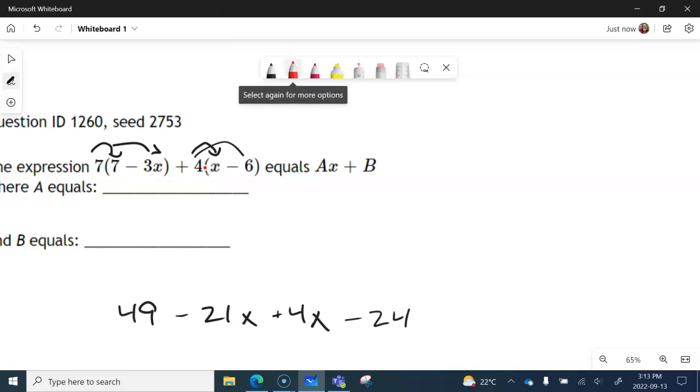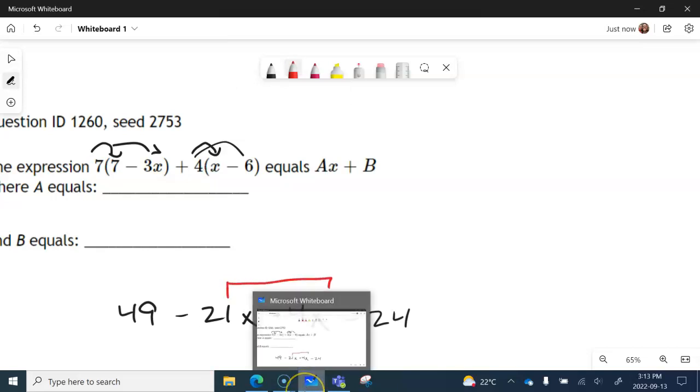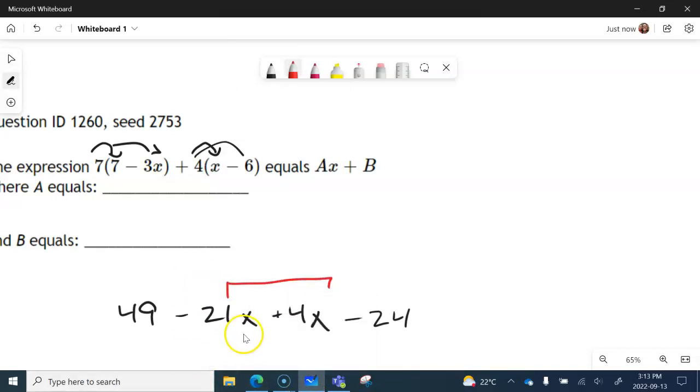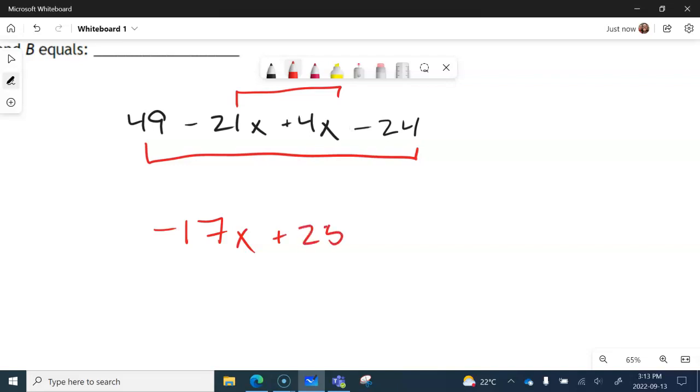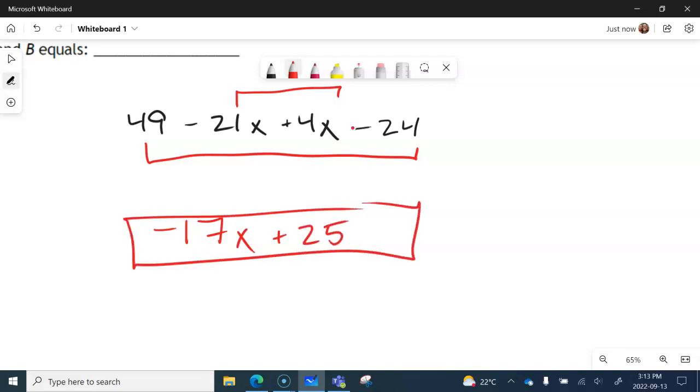Now we're almost done, but we could combine these like terms here. Both of these numbers have an x, both of these have an x with no exponent, so they're like terms. We can add them up, right? That's going to come out to be minus 17x. We just simply add the coefficients there. And we can do the same thing with our whole numbers here. 49 minus 24 is going to come out to be plus 25. That's going to be your final answer there.